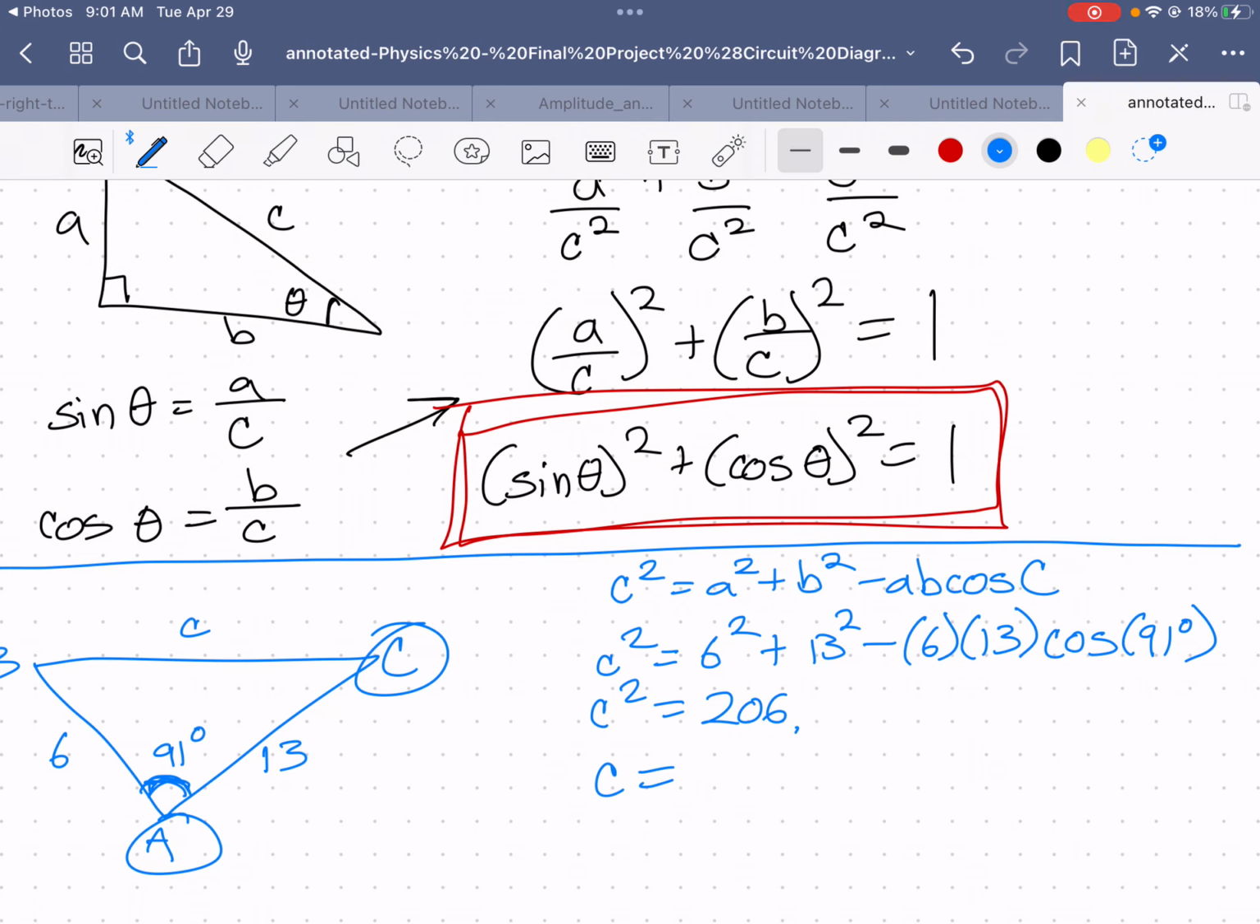And so that is about 14.4. We'll just put it like that. So that's a much more reasonable number, by the way, given that triangle that I was looking at. So, okay. So here's the next question I want to ask you. When would you use the law of cosines and when would you use the law of sines?